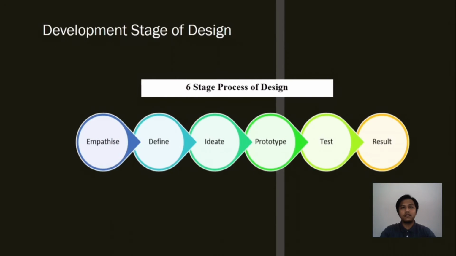Next, the development stage of design. There is a 6-stage design process. The first stage is empathize, to gain an empathic understanding of the problem you are trying to solve with your team members. The second stage is define, to determine the core problem we have identified. The third stage is ideate, ready to start generating ideas and thinking out of the box to solve the problem statement.